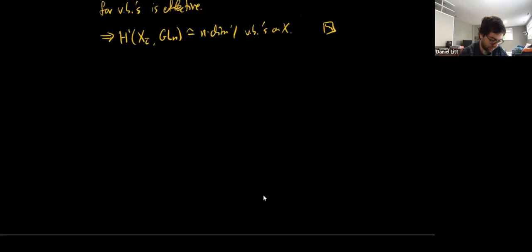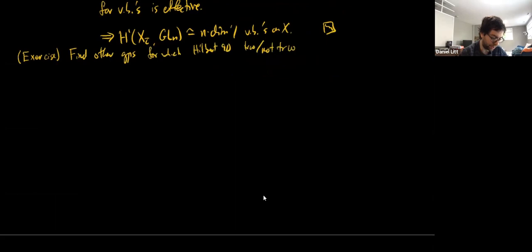So here's an exercise. Can you find some other groups, other than GLN, for which Hilbert 90 is true, or for which it's not true? We'll discuss a very famous example of a group where it's not true later on in the day. But it's sort of fun. There are other examples besides GLN where an analogous statement is true, where FPPF G torsors are the same as, for example, Zariski G torsors. In general, that's not the case.